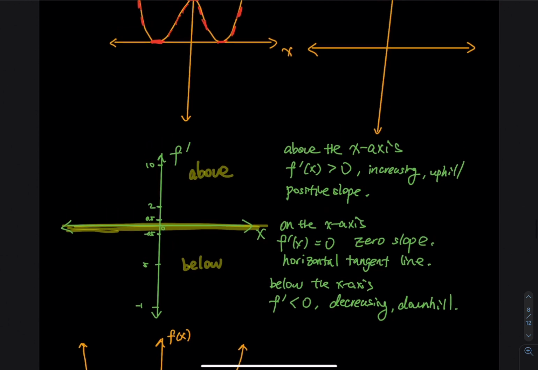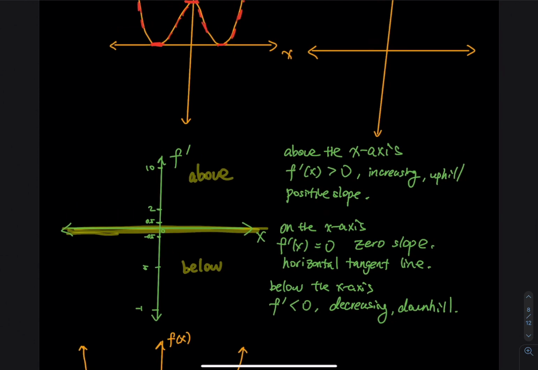So let's take a look at the 10. f prime is equal to 10. What does that mean? The slope is equal to 10. That means if you look at the tangent line, the slope is going uphill fast and the slope is pretty steep, right? As we are getting closer and closer to the x-axis, we have f prime equal to 2. The slope is still going up, but it's slower, right? It's less steep compared to slope equal to 10.